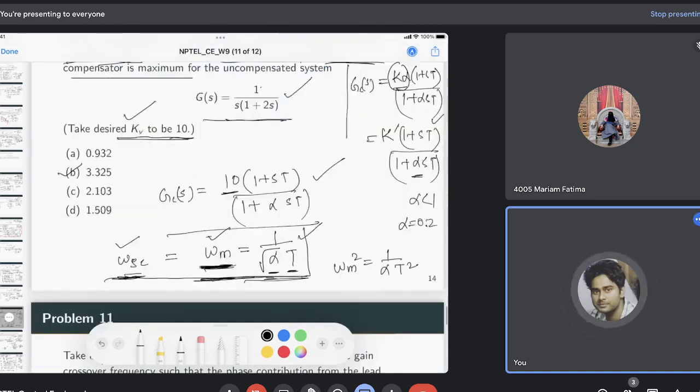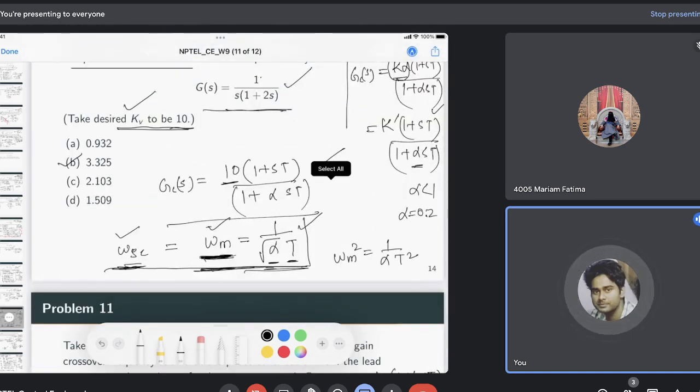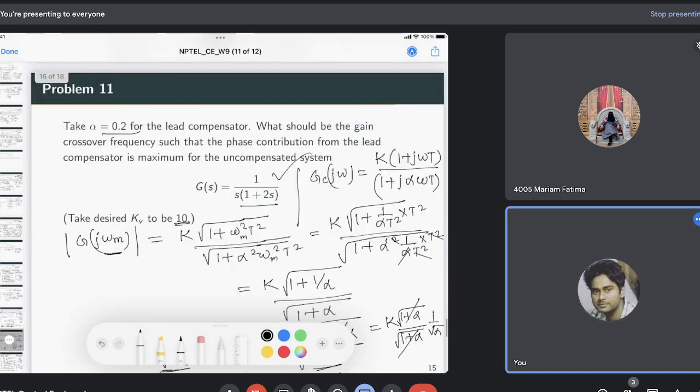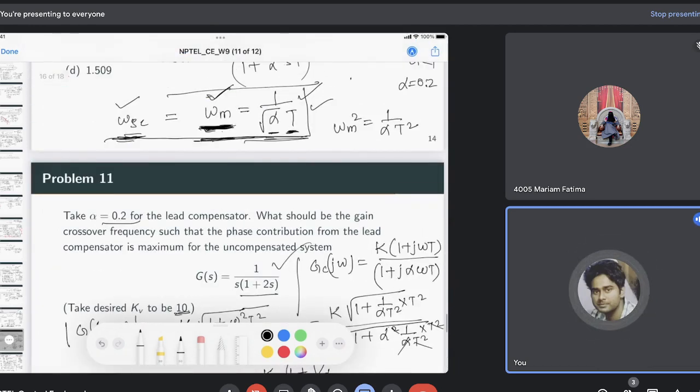Okay, so we see that, but we already know that the frequency at which the compensator can give the maximum phase contribution is this omega m, given by this formula. So if we want this maximum phase contribution to be at the gain crossover frequency, then we must choose this as the gain crossover frequency. Okay, so we solve for this, but we are not given T. We are just given alpha.